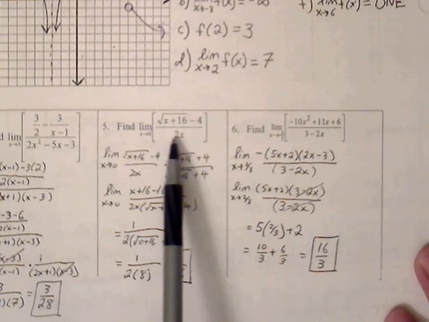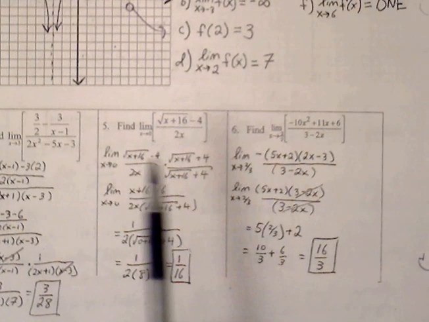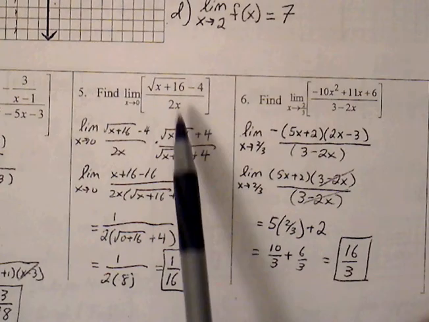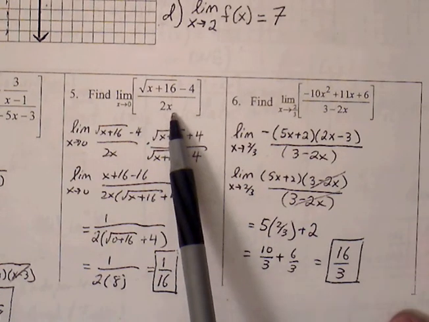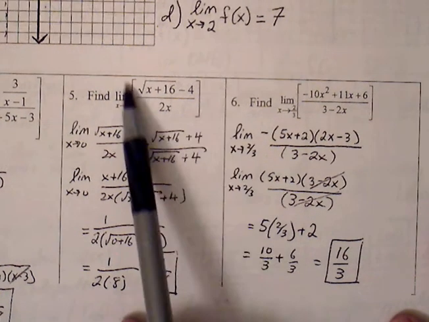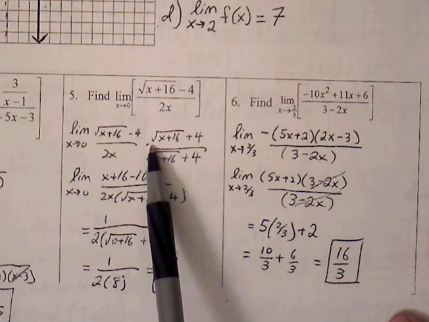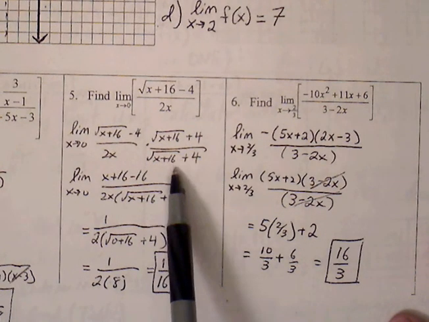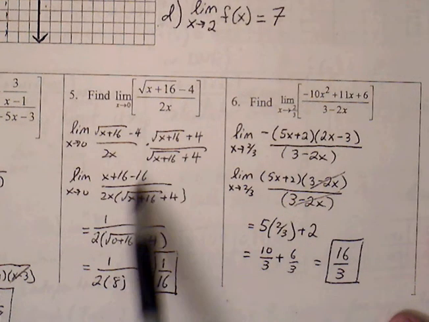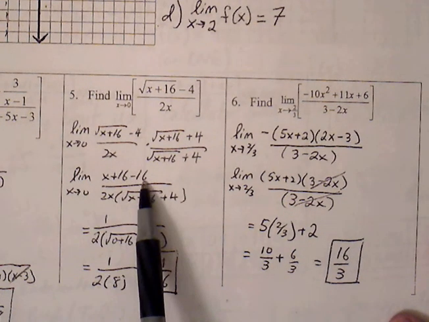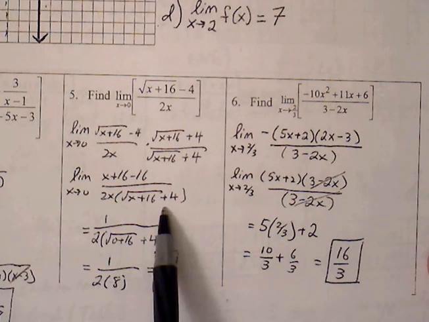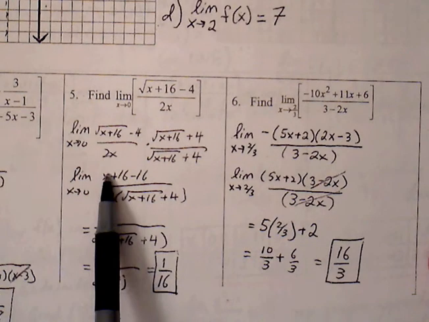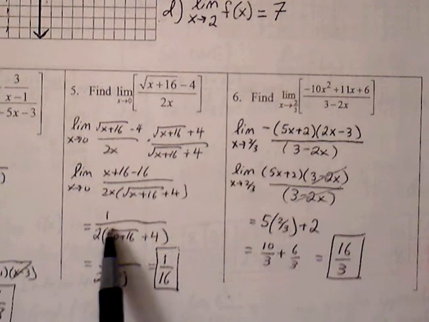Okay, number 5, first thing we do is we plug in our target x value. In this case, it's going to be 0. So when we plug in 0, we're going to get 0 over 0, which means that we can continue working with this problem. Here, we can multiply by the conjugate of the numerator, which is root x plus 16 plus 4. And once we do that, we can expand. Expanding will leave us with x plus 16 minus 16, all over 2x times root x plus 16 plus 4. And then the numerator reduces to just x, which will cancel out with the denominator.